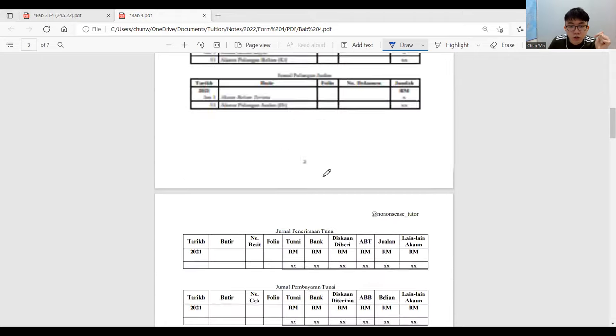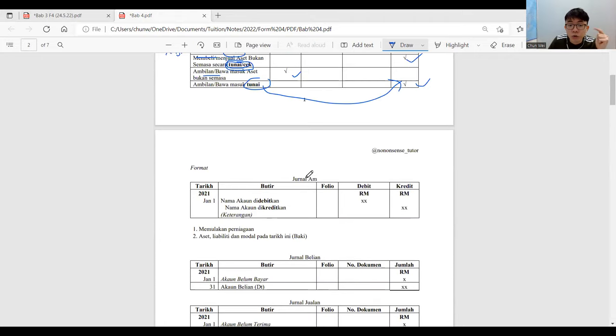Okay, so now let's say we want to do a jurnal am. So this is a format that you must remember. You have to memorize it. But normally I don't encourage my students to memorize. I just ask them to do questions. So the more questions they do, the more they remember the format. Okay, so this is jurnal am.